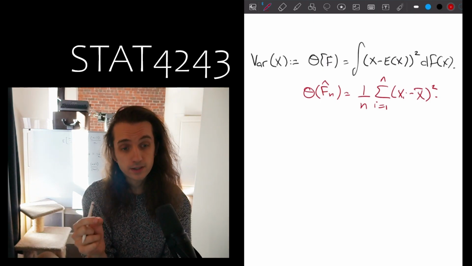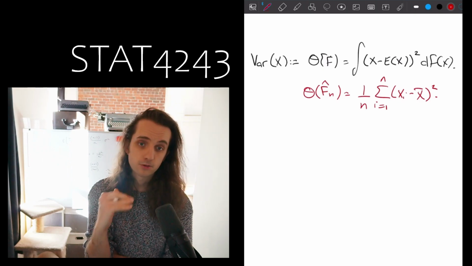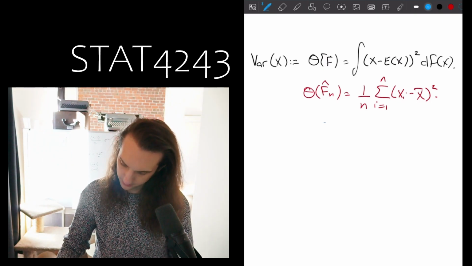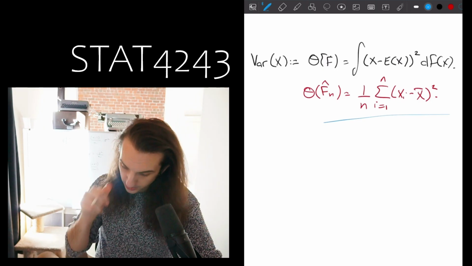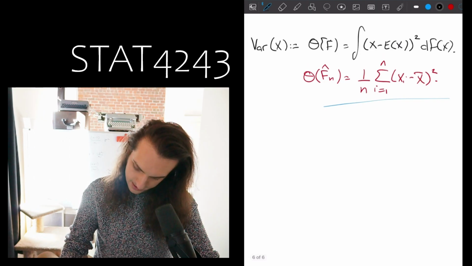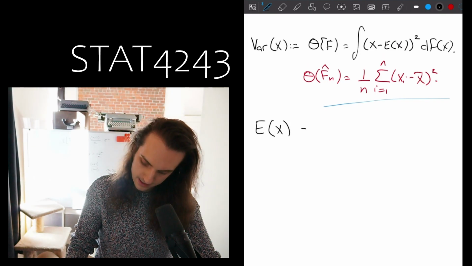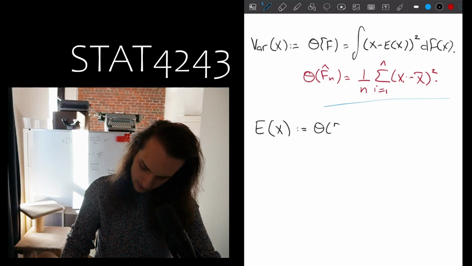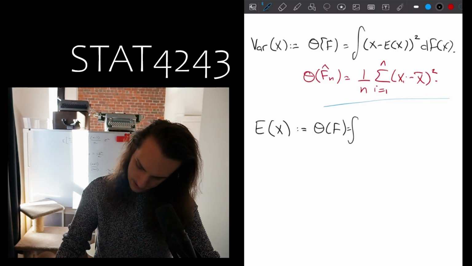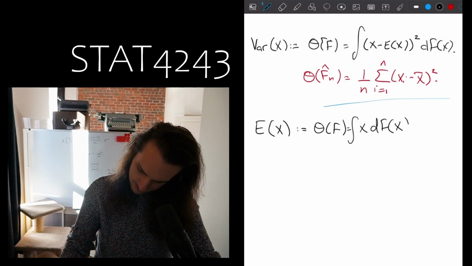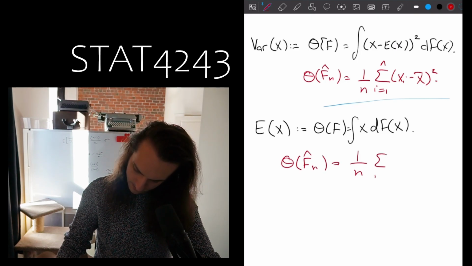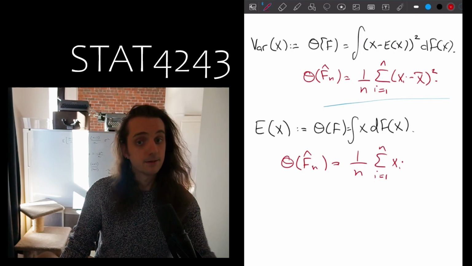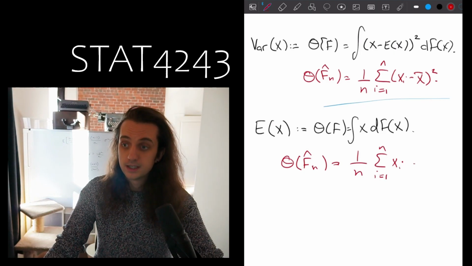And so immediately we get this plug-in estimator for the parameter of interest. Now note, this is not the sample variance estimator, but it's going to be an estimator that's reasonable and that's going to work well. If you were to just take, say, the expected value of x, then this is just the integral of x dF(x), right? And so then theta of F hat n is going to be 1 over n, the sum from i equals 1 to n of x_i. And so then we get back to our sample mean here, right?